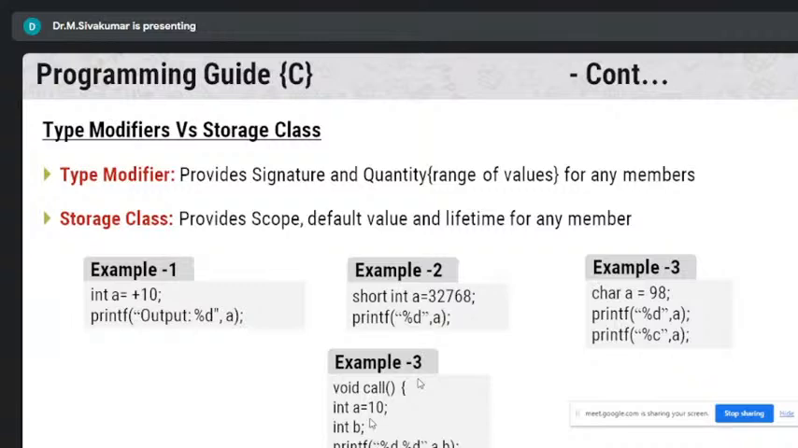So for A, as we know, the value will be 10, and for B, the value will be a garbage value. That garbage value is given by the storage class.